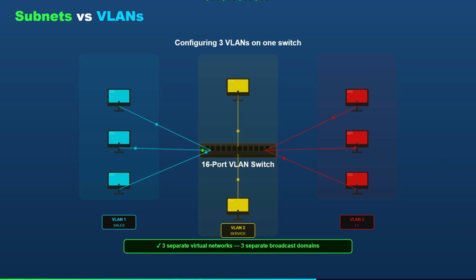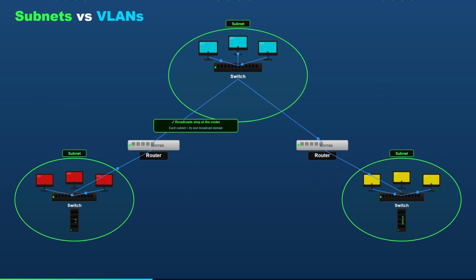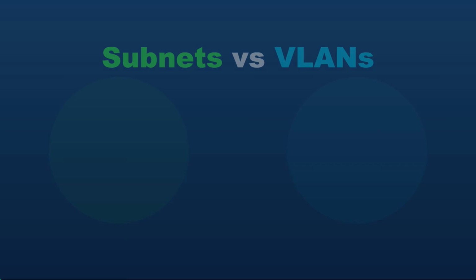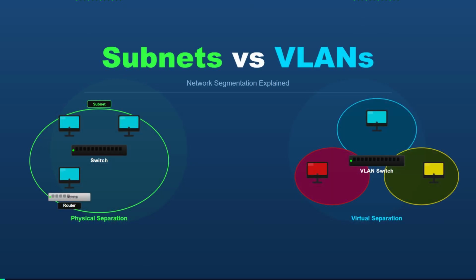Hello everyone. In this video we are going to talk about the difference between subnets and VLANs. Both of these are used to separate or break down a network into smaller networks. The main reasons for doing this are to make a network perform better, to add security to a network, and to make a network more manageable. However, subnets and VLANs achieve this using very different methods.